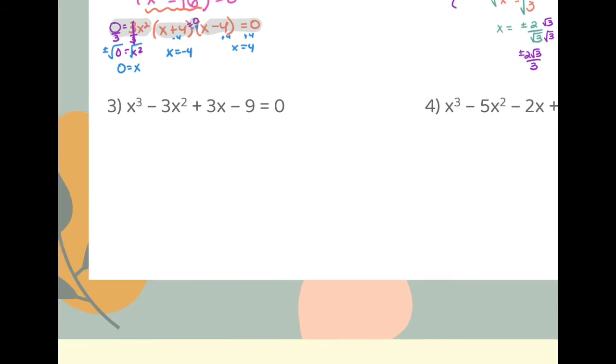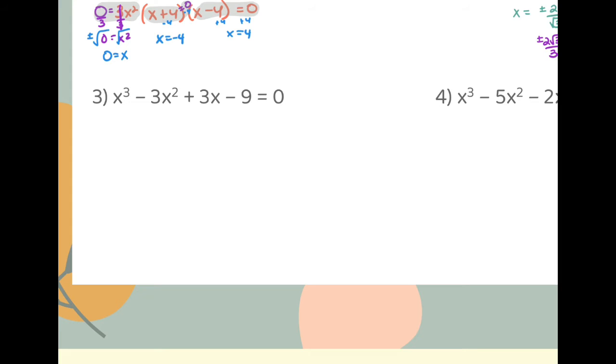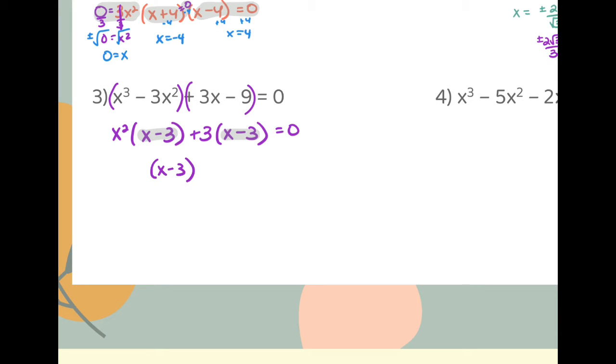Okay, go to number 3 next. It's already set equal to 0, and this time there's 4 terms, so we're going to factor by grouping. I'm going to group these 2 and these 2. From the first set of parentheses, I can take out an x squared, and I get x minus 3. Second set of parentheses, I can take out a positive 3, and I get x minus 3. The x minus 3's repeat, so that comes out as the greatest common factor. And I group together what's left, which is x squared plus 3.